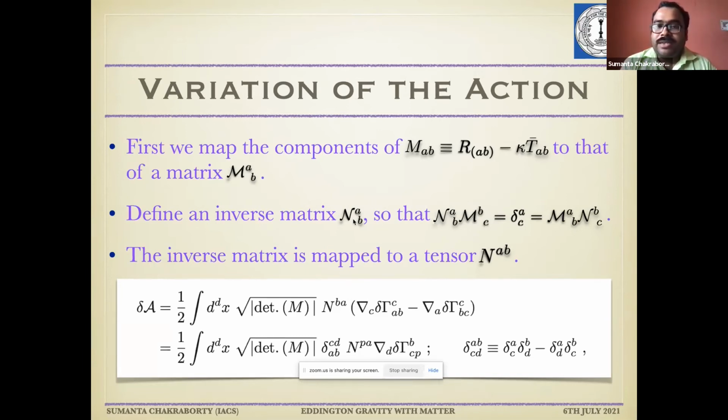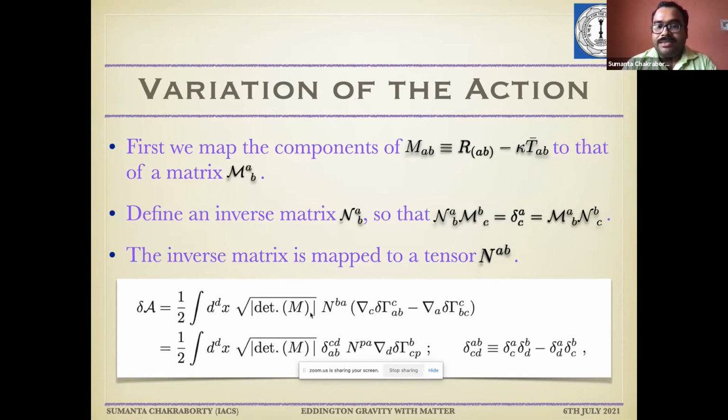Now, having obtained this matrix curly M_AB, we define an inverse matrix, which is of course straightforward, because the determinant of M_AB has to be non-zero. Otherwise, the action itself would be ill-defined. Now, having obtained the inverse matrix, we also assume that it is both the left inverse as well as the right inverse. This inverse matrix is also mapped to another tensor, capital N_AB. Now, the variation of the action involves variation of the determinant, and we know variation of the determinant of a matrix involves the inverse matrix and variation of the matrix itself. So this is what the first line over here depicts.